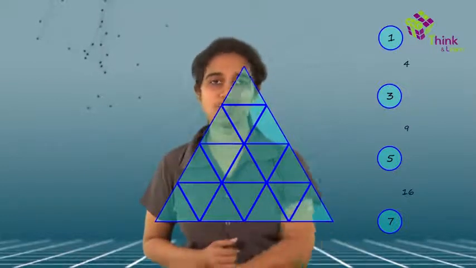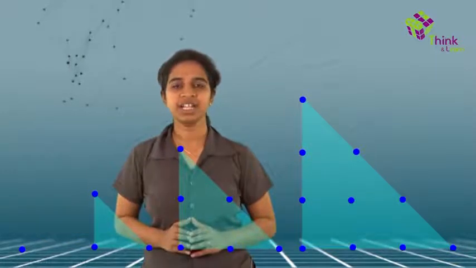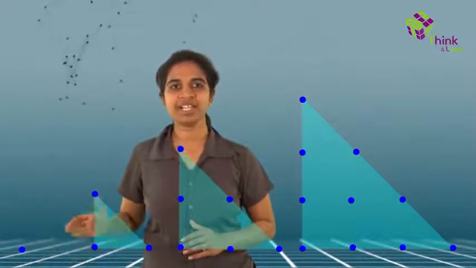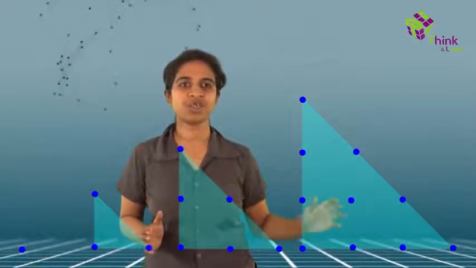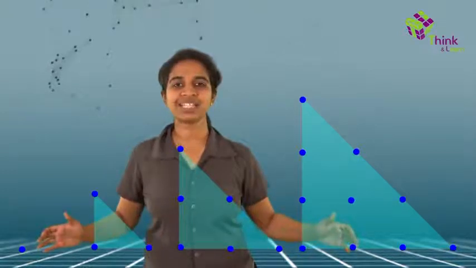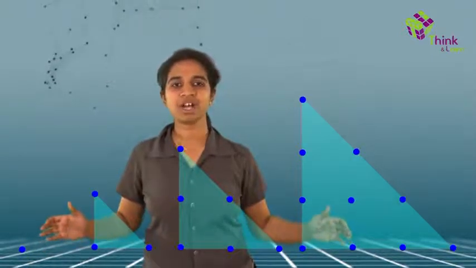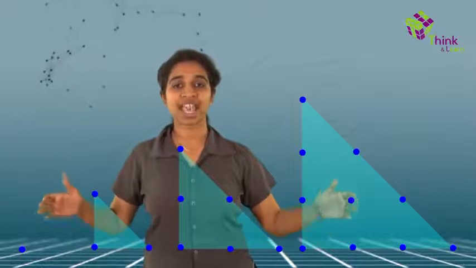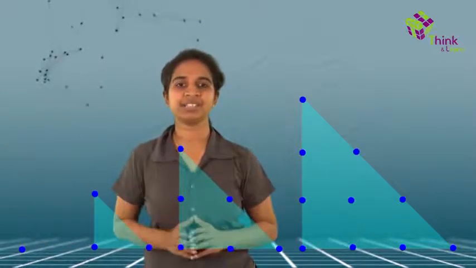There's another way we can visualize triangles. Let's take 1. Then I have 1 and 2, 1, 2 and 3, 1, 2, 3 and 4. These are all triangles, right? The first one has just 1 point. The second one has 3 points. The third one has 6 points. The fourth one has 10 points, right? So we call all of these triangular numbers, because as you see, they form triangles, right?